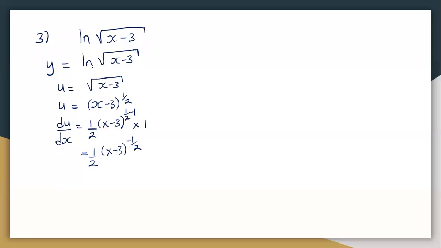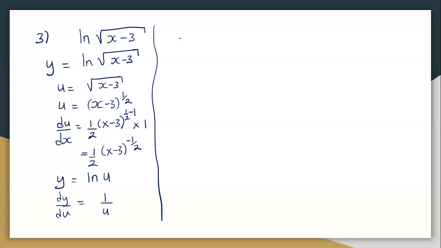I go back now to my thing, and I have y equal to ln of u. So what am I going to do? I differentiate my dy/du, and it will give me 1 out of u. Then I apply my rule that dy/dx will equal dy/du times du/dx. So my dy/du is 1 out of u times du/dx, which is a half into x minus 3, everything power negative a half.